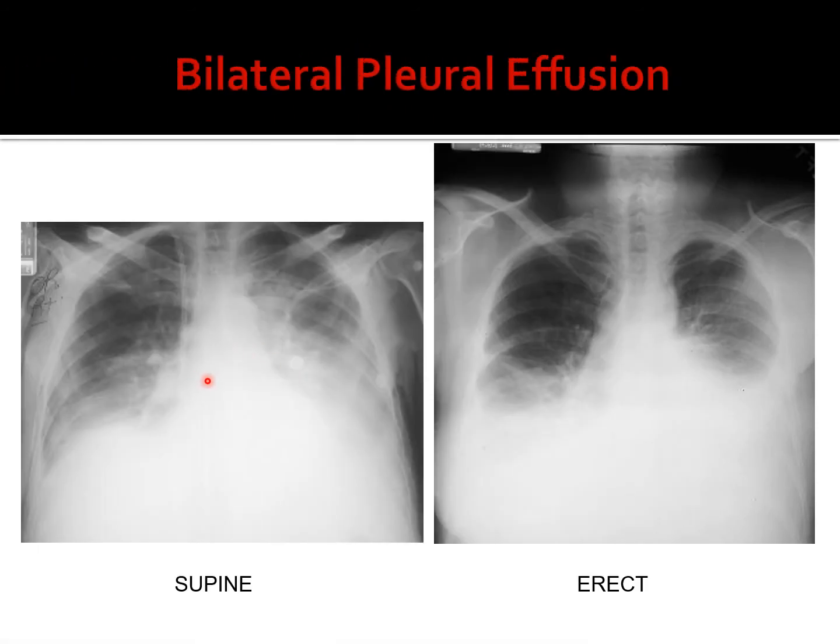This is just a case of a bilateral pleural effusion, supine position. You do not see the meniscus sign, and you do not see the Damoiseau curve because the fluid moves to the back of the patient, and you can see here a veil-like density on both lung fields. In the erect position, that is where you see the meniscus sign and the Damoiseau curve, because the fluid is collected at the bases of both lung fields.